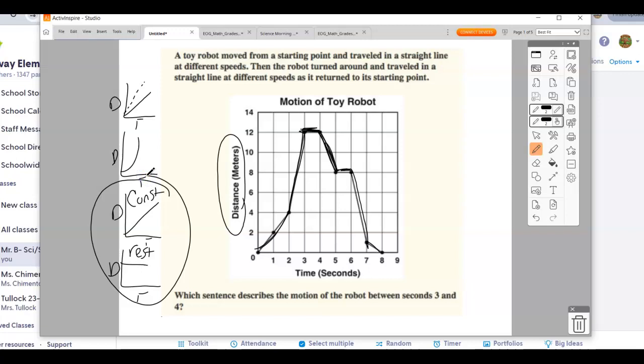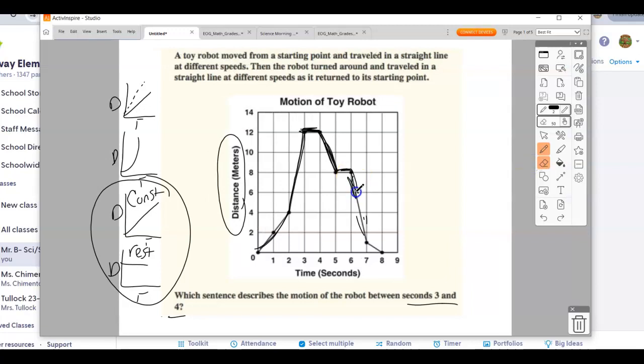What describes the motion of the object between 3 and 4 seconds? So if I get rid of all of this, I just want to erase. How can I erase? There we go. What describes the motion of the robot between 3 and 4?